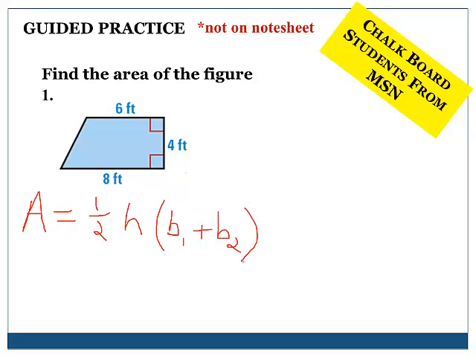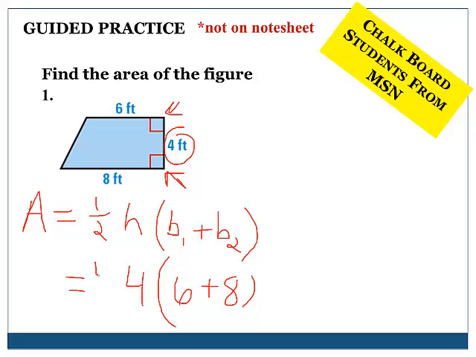Let's label some of our parts here. We'll say that 6 is B1. We will say that 8 is B2. And the height is going to be the line that is perpendicular to both bases. And what we're given here is 4. As you can see, this is perpendicular to both of our bases. So 4 will be our height. Carry down our 1/2, and we multiply this all out. We will get 28 feet squared.